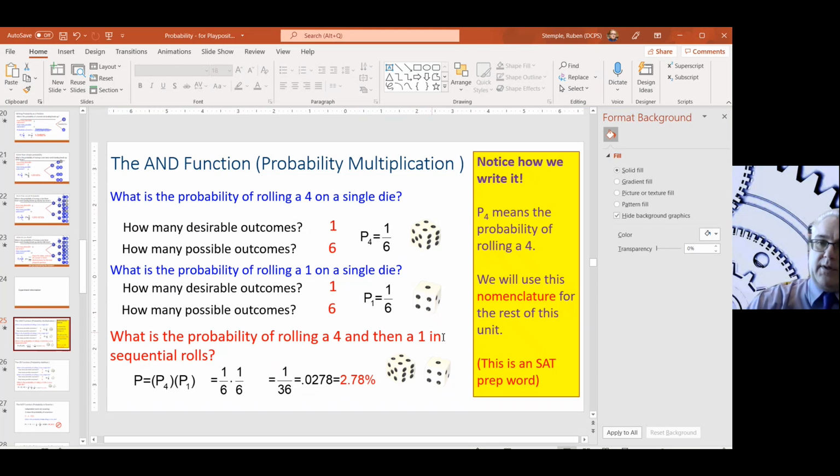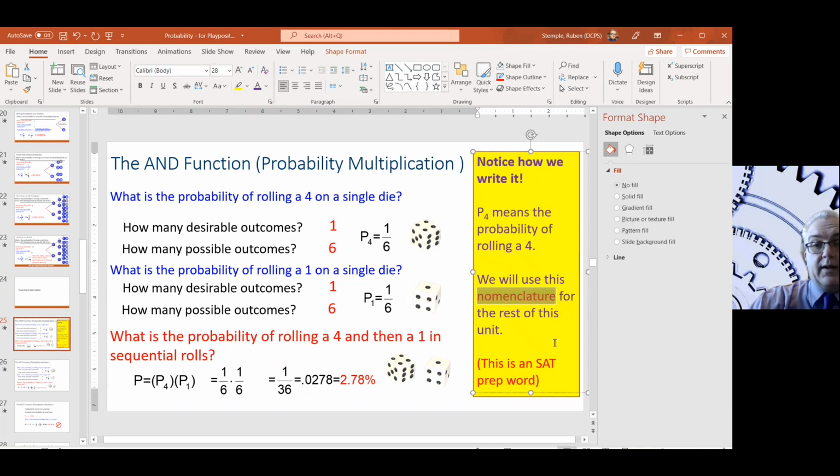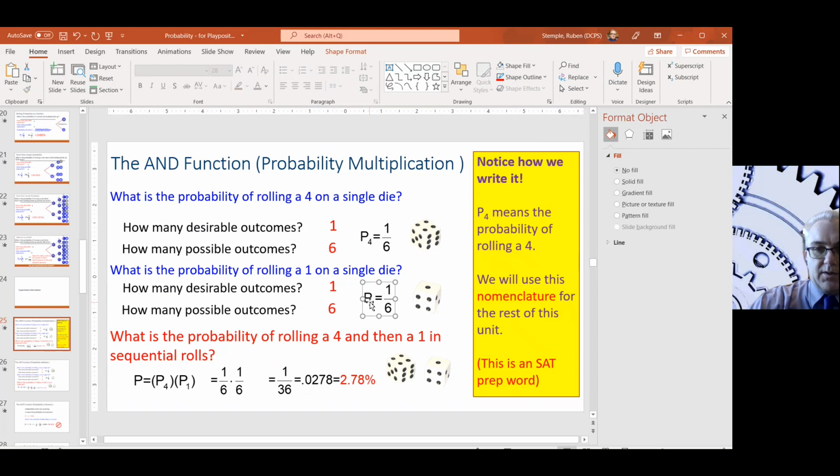Okay, so pause right here. I'm bringing up this word here called nomenclature, which is an SAT word. You should know it. Nomenclature means a way of writing something, right? So we're going to use this nomenclature for the rest of this unit. The big letter P here means probability, and the 1 underneath of it means the probability of rolling a 1, and that is 1/6. And down here, the big letter P means probability with a little 4 underneath of it, means the probability of rolling a 4. P1 means probability of rolling a 1. You multiply those things together. Right, so we're going to use that way of writing things, or that nomenclature, for the rest of this unit.